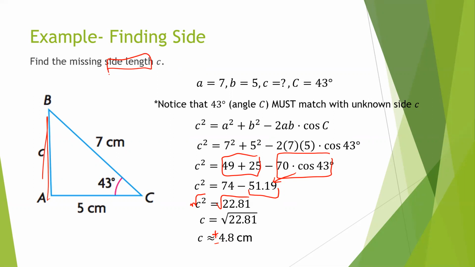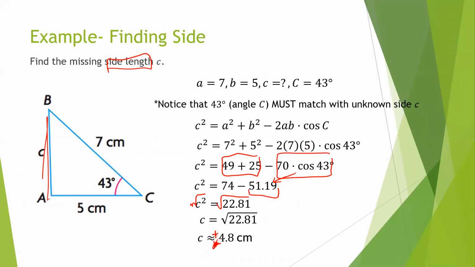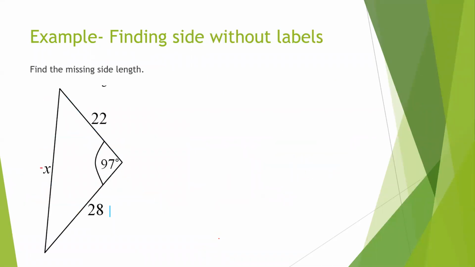Again, look at the context. What are we measuring? We're measuring a side length. Can length be negative? No. So because of that, you know that's only going to be positive. So it's only 4.8 centimeters. So your missing side length there is 4.8 centimeters.